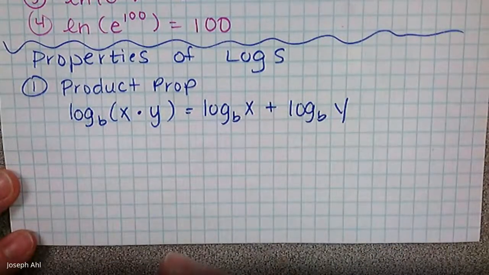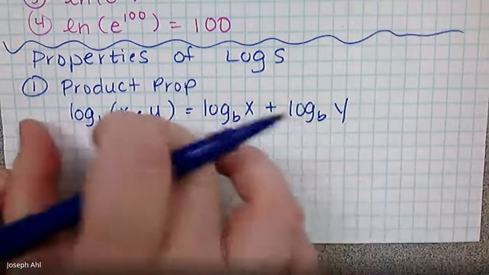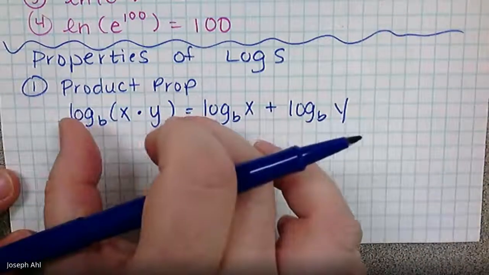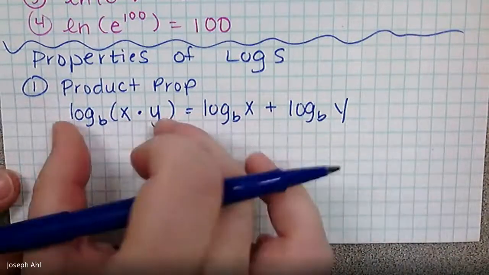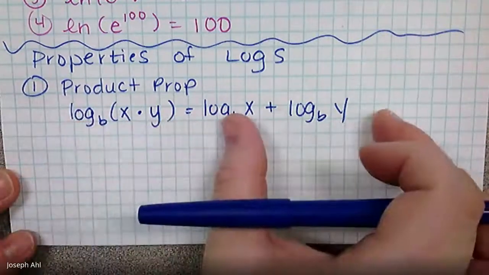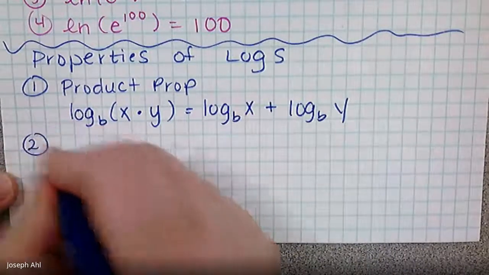And there's going to be instances where we go back and forth between both of these formats. We might take this form where it's expanded and condense it to this version, or we might take that condensed version and expand it out this way. We'll go back and forth with these properties.